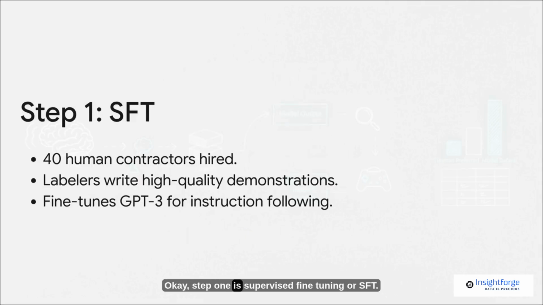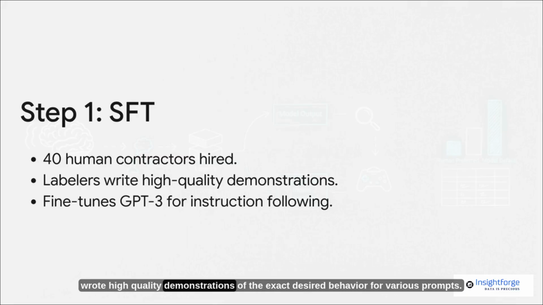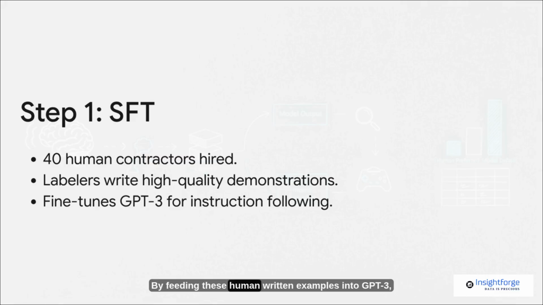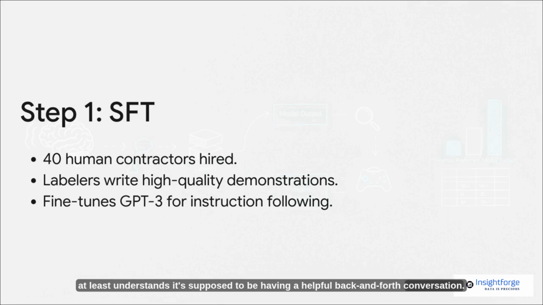Okay, step 1 is Supervised Fine-Tuning, or SFT. This is where the humans step into the kitchen. OpenAI hired a team of 40 contractors. These human labelers wrote high-quality demonstrations of the exact desired behavior for various prompts. By feeding these human-written examples into GPT-3, they fine-tune the model to learn the basic format of how to answer a question helpfully. It essentially turns the model from a wild internet autocomplete engine into something that at least understands it's supposed to be having a helpful back-and-forth conversation.